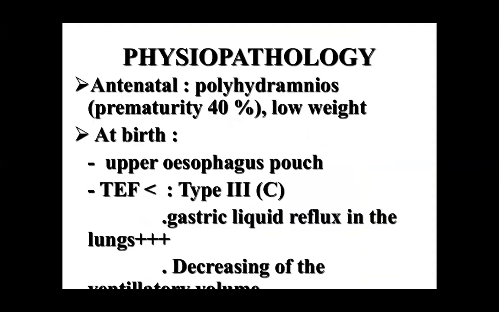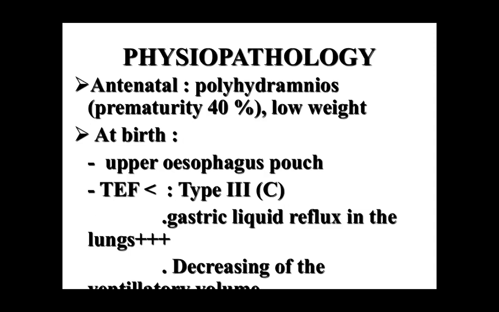For the physiopathology, in the antenatal period, we will have, in most cases, polyhydramnios, because we have a disturbance of the swallowing process. And this polyhydramnios will cause a stimulation of the uterus that can cause prematurity. Prematurity is observed in approximately 40% of all cases of esophageal atresia. Also, this swallowing disorder will cause low weight for the patient in many cases.